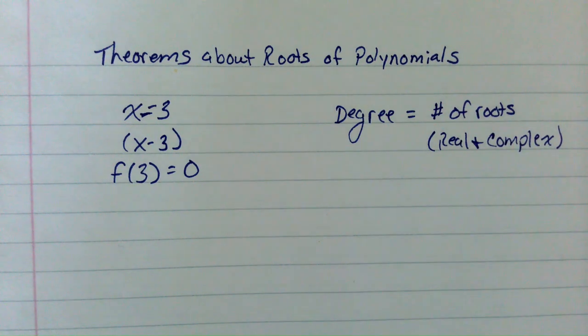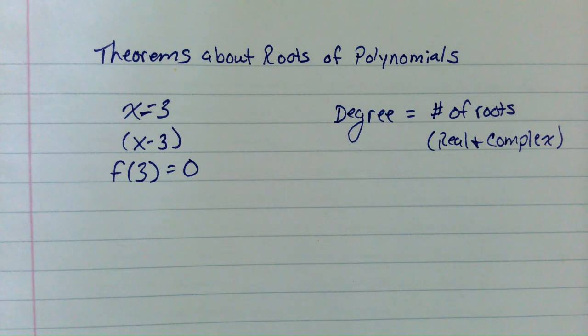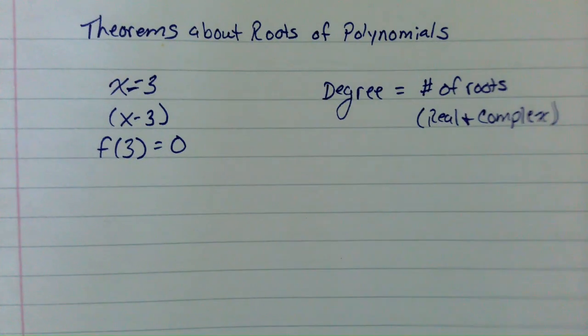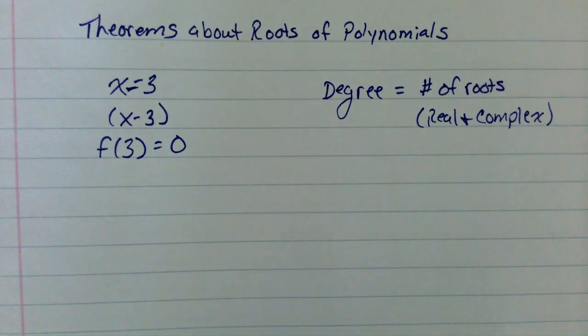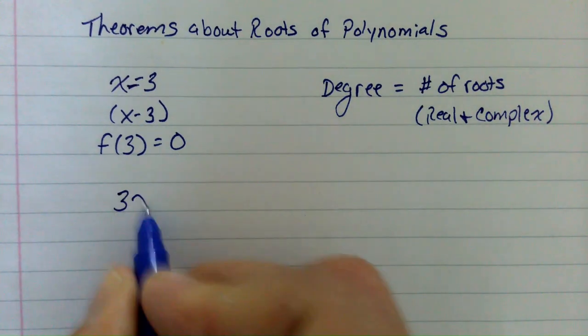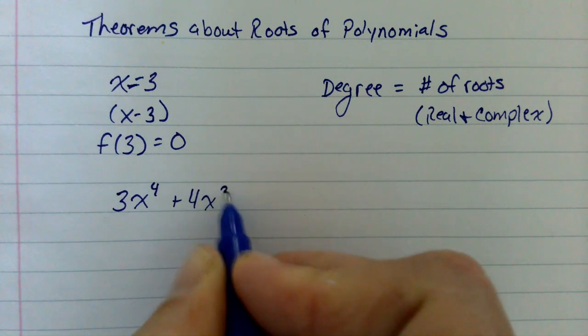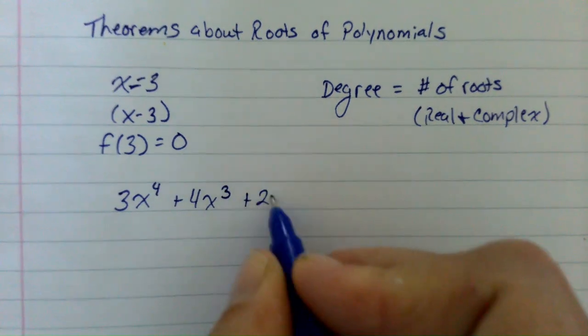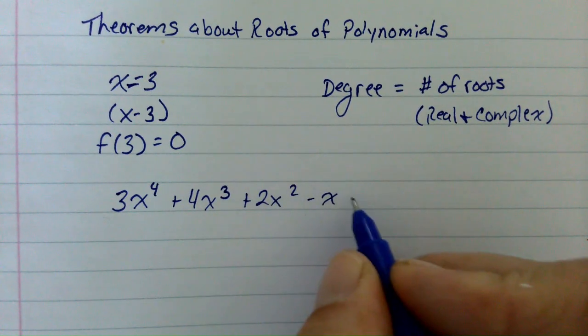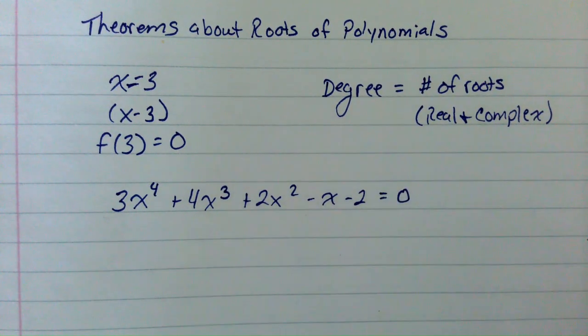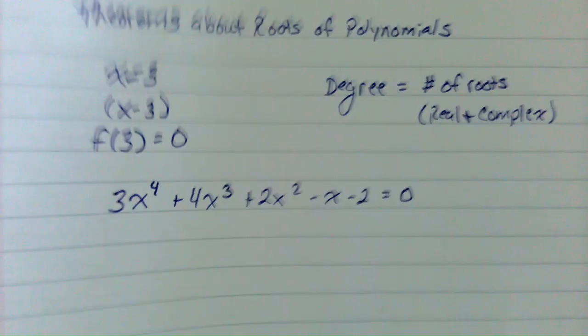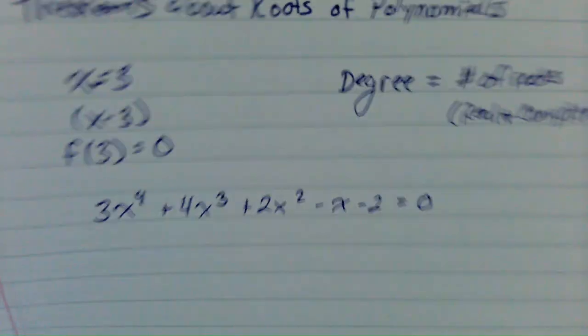So this video is just going to extend that and talk about how you might go about finding the roots without a calculator, because in the last video I used the calculator as a step, just to make the video a little bit shorter. So let's think about this equation right here: 3x to the 4th plus 4x cubed plus 2x squared minus x minus 2 equals 0. Well, we could grab the graphing calculator and have it do the work for us.